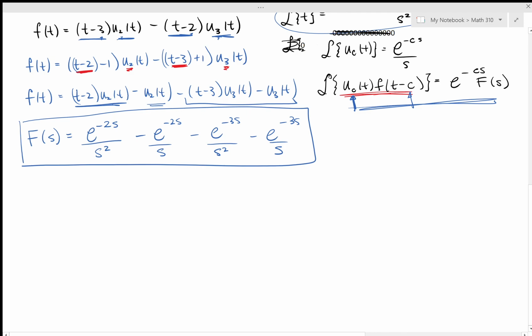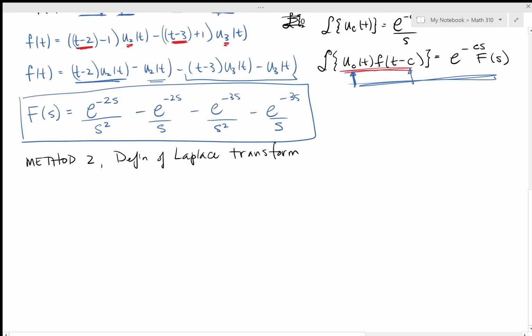Now we're going to move to method two using the definition of the Laplace transform. Method two, definition of Laplace transform. You're going to see in this case, this is more time consuming. But on the other hand, if you don't see how to manipulate the functions, like as I did in the previous thing, you can always fall back on using the definition of the Laplace transform, so long as your integration skills hold up to it, because sometimes those integrals can be a little bit difficult to do.